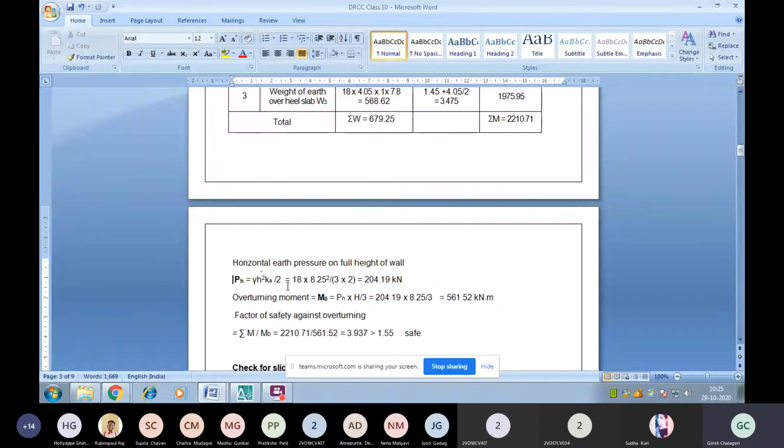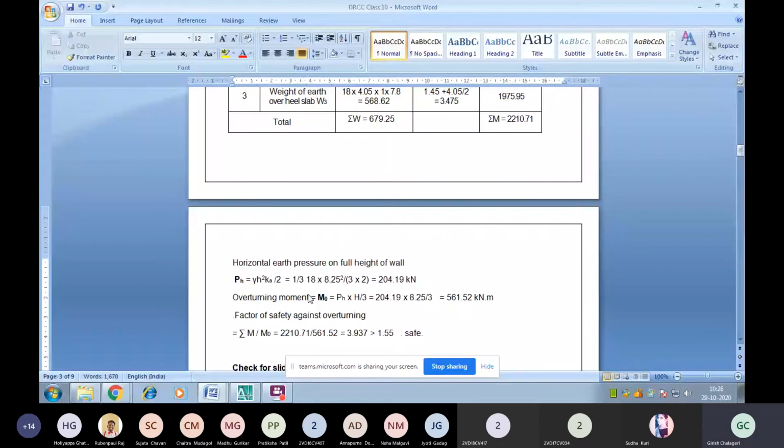So half base times height: 18 is the density, height is 8.25 meter, that is half, Ka is 1.33, that is 1 minus sin phi by 1 plus sin phi. When we substitute the phi value as 30 degrees, 1 minus sin phi by 1 plus sin phi will be equal to 0.33, otherwise it will be written as 1 by 3. So that is substituted here. So Ka is equal to 1 by 3 into density 18.